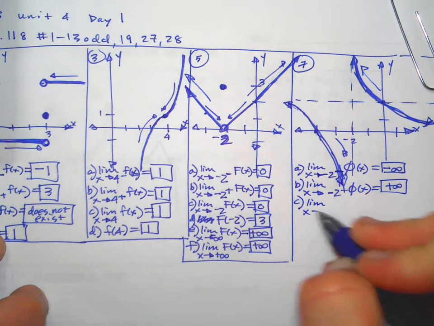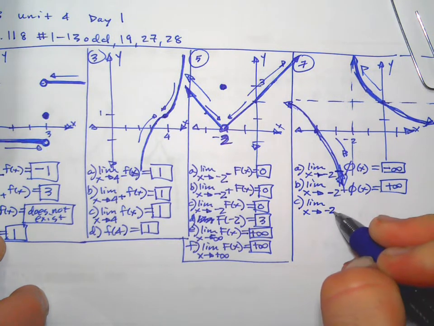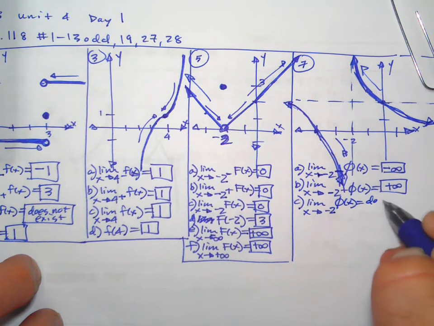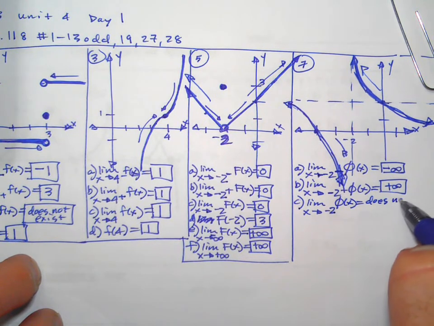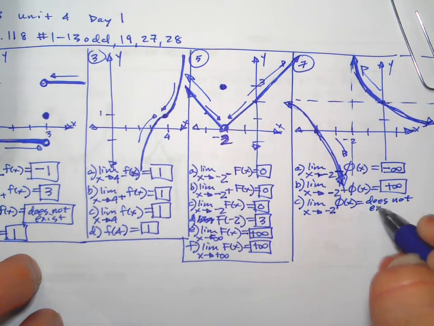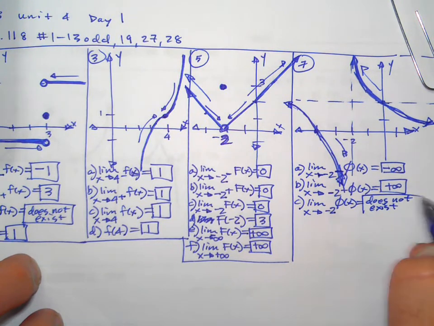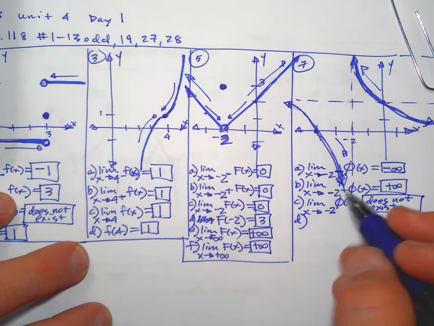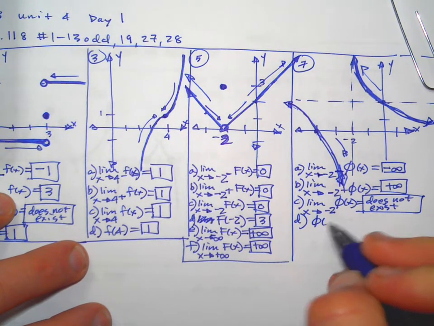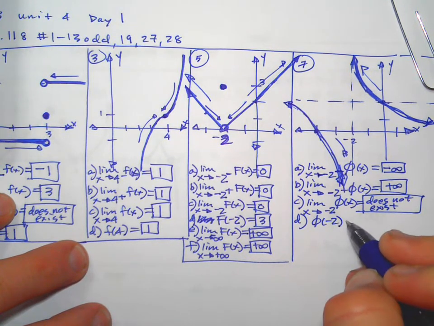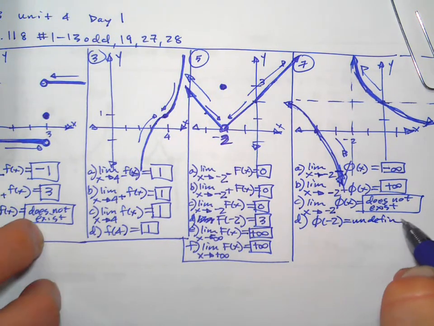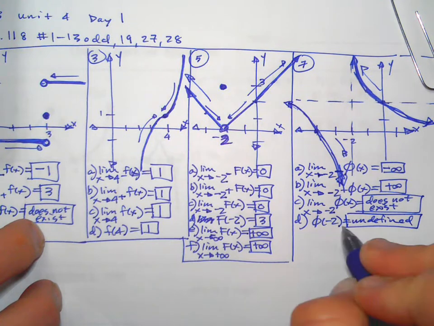The overall limit does not exist. Even if both sides were going to infinity, positive or negative, I would say does not exist. But they are clearly doing totally different things there. D, the value of the function at -2 is undefined, doesn't have a value, right? Division by 0 is probably happening.